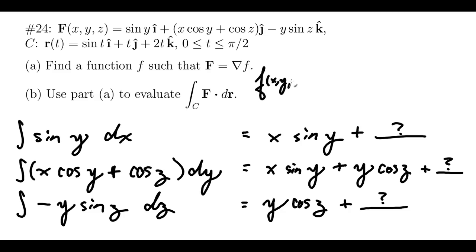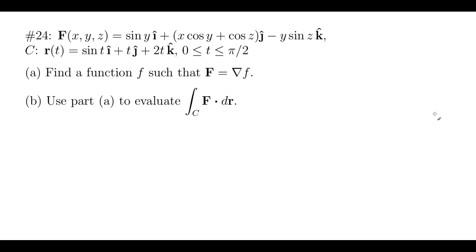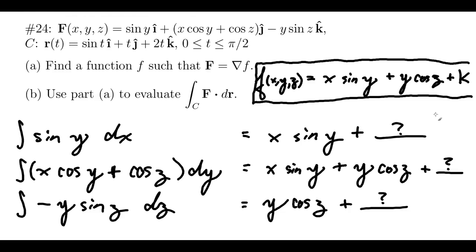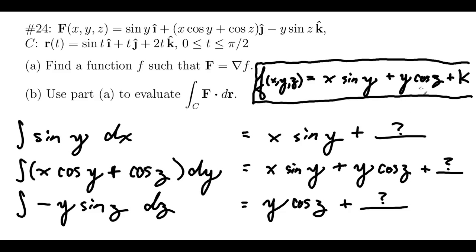Our potential function f of x, y, and z, we want to build something up that includes all of these terms. And we see that that is x sine y plus y cosine z plus a constant. That should be the same thing I ended up with. Oh, I skipped one. x sine y plus y cosine z plus a constant.